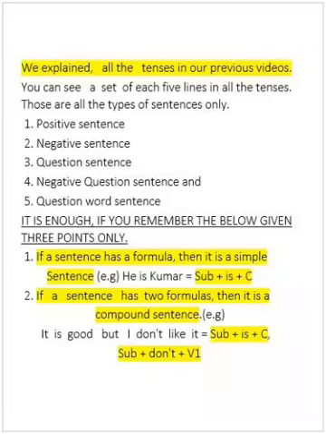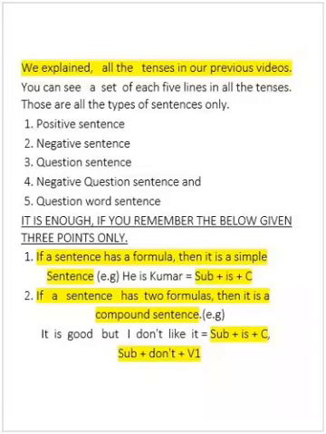1. If a sentence has a formula, then it is a simple sentence. Example: He is Kumar. Subject plus is plus C. 2. If a sentence has 2 formulas, then it is a compound sentence. Example: It is good, but I don't like it. Subject plus is plus C. Subject plus don't plus V1.